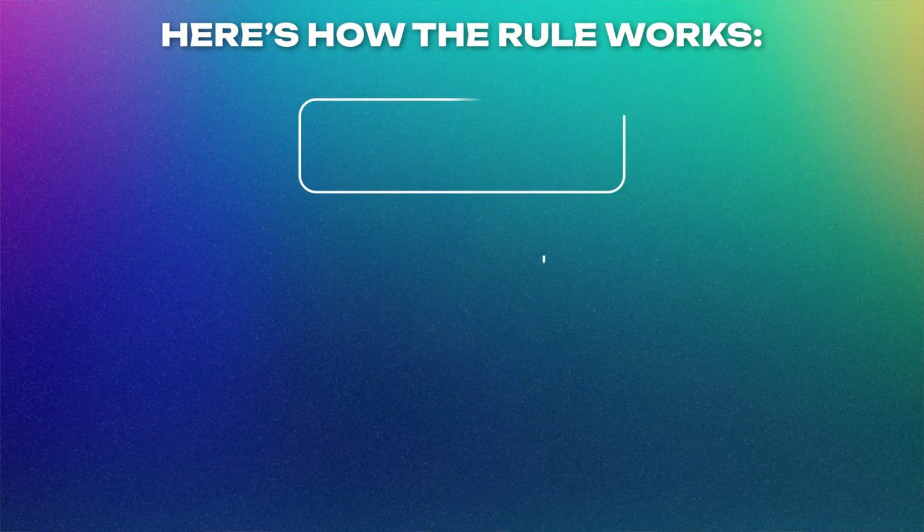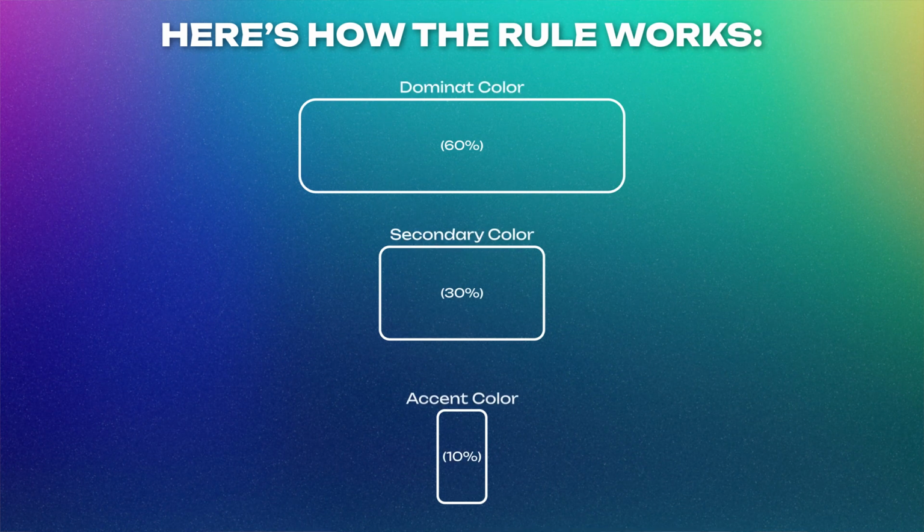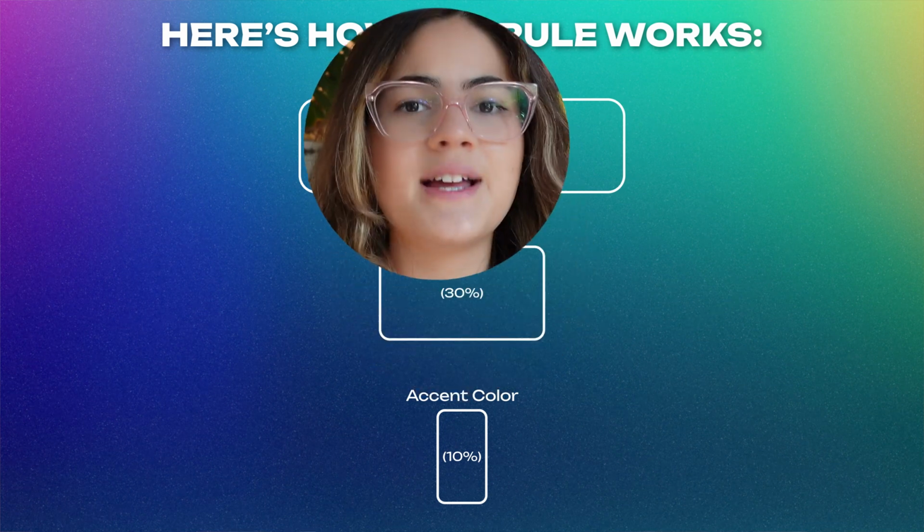As the name suggests, the rule is based on 3 main colors that will make up the entire color scheme: 60, 30, and 10. These percentages represent the distribution of color within a design, adding harmony and visual interest to the overall composition. Let's see how this works in practice. Now imagine you're designing a poster, a website, a brand, or whatever creative project.